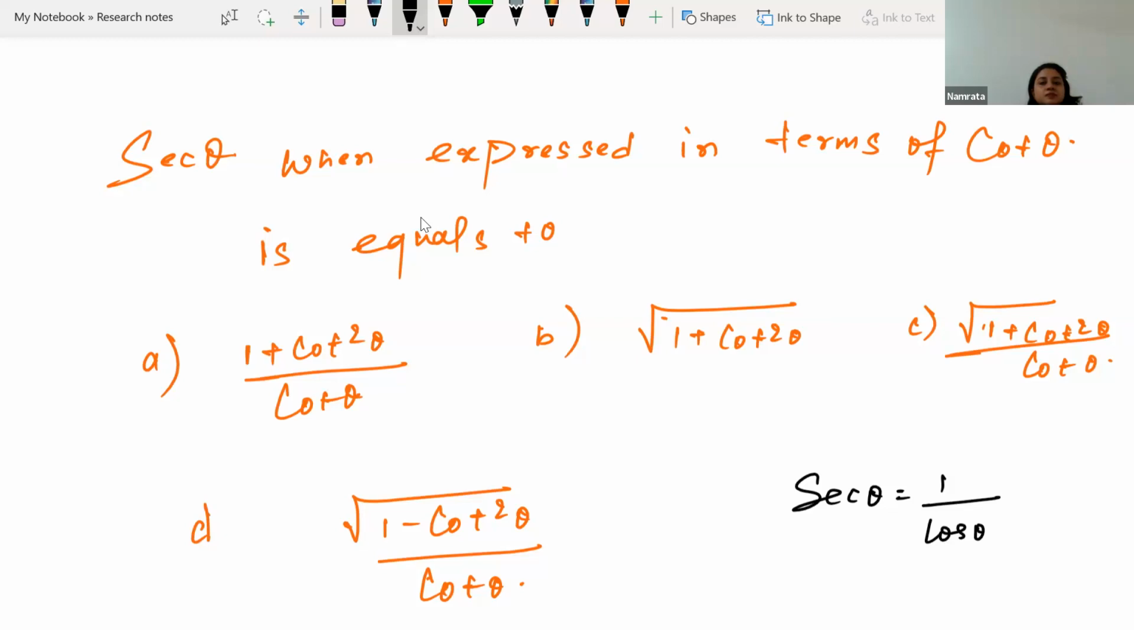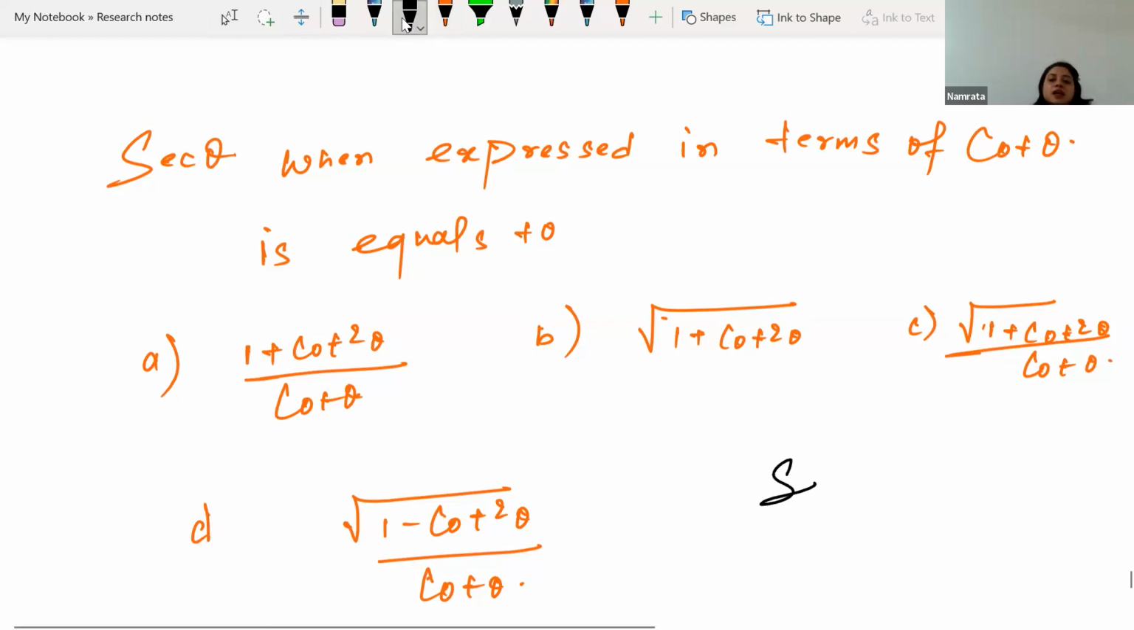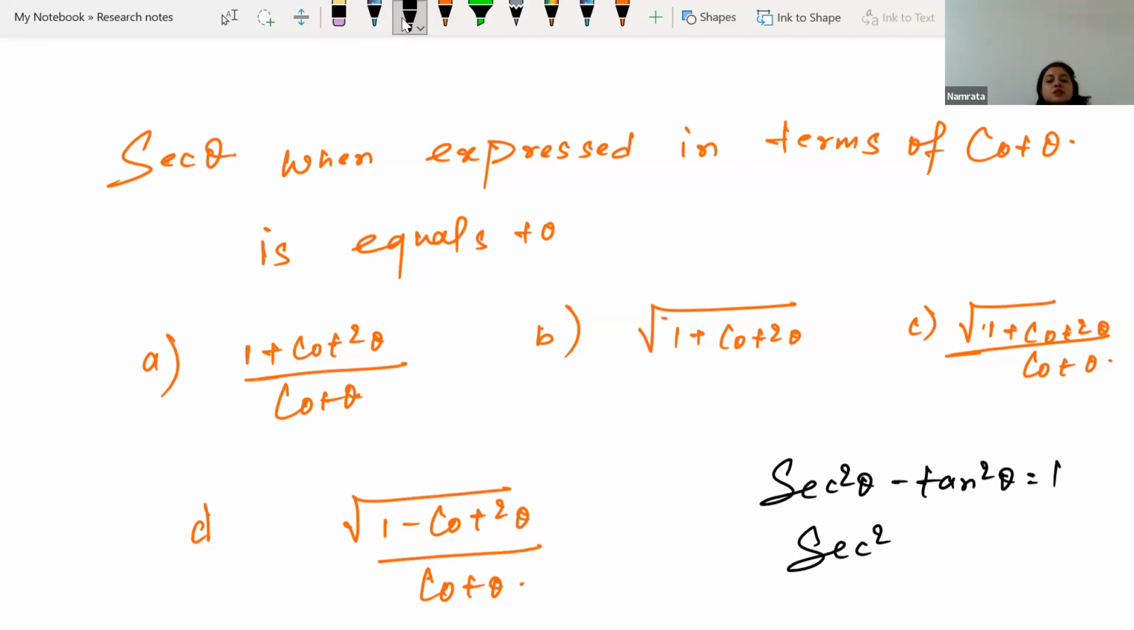1 plus sec square is equal to cot square. Yeah. We know one identity which is related to sec theta, that is sec square theta minus tan square theta is equals to 1. We can also write it as sec square theta is equals to 1 plus tan square theta.